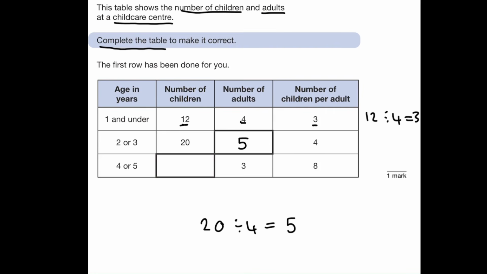In the next box, I can see that we don't know how many 4 or 5-year-old children there were, but we do know that there were 3 adults in total, and there were 8 children per adult. So if there were 3 adults and 8 children per adult, then we need to do the calculation 3 multiplied by 8 to work out how many children there were in total. 3 times 8 is 24, and therefore there were 24 children aged 4 to 5.